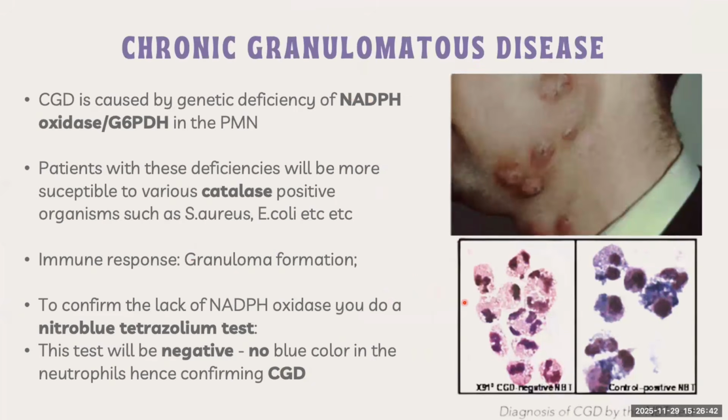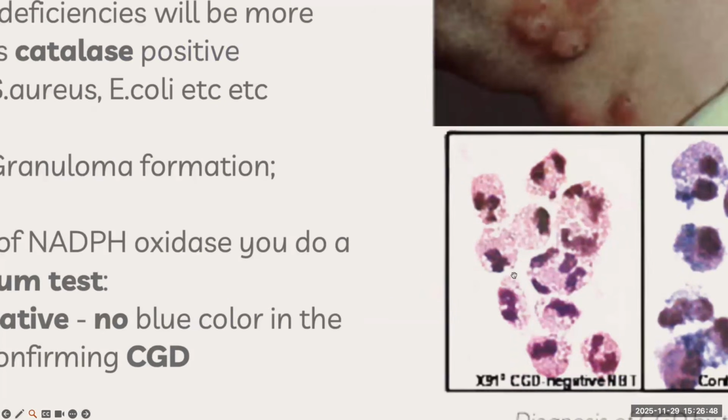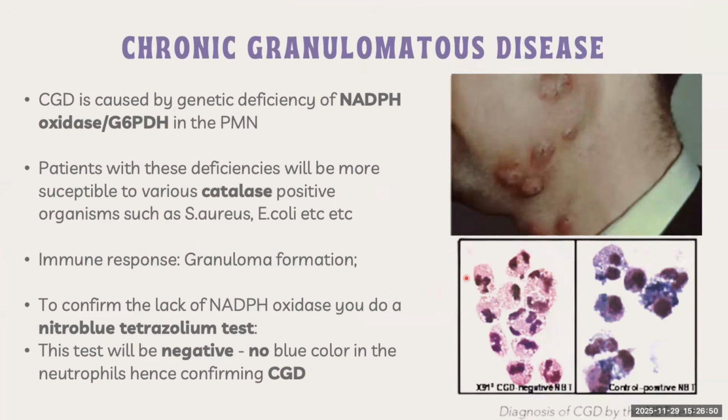Because you don't have the enzyme functioning normally, there'll be no superoxide production, and so the NBT dye will not turn blue, and this will be a negative NBT test, okay? So, point to note, a positive NBT test indicates normal enzyme function, while a negative NBT test will indicate a deficiency in the enzyme, and hence lead to the diagnosis of CGD, okay?